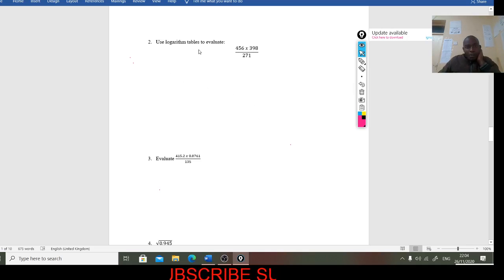Use logarithm tables to evaluate this. So what we do, if you are asked to, we write the number, we make a table of number, standard form, then we talk about log. We talk about log here. I also write another log here. I'll show why I've written 2 logs.